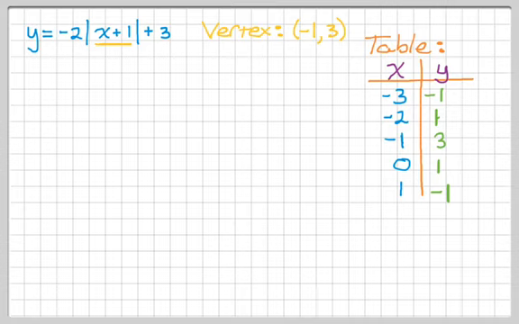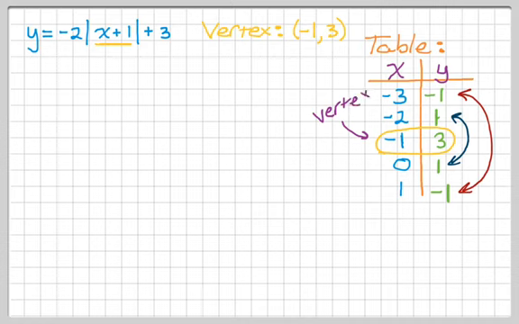So now we're ready to take a look. We got the symmetry again in both cases. That's why I go 2 in either direction, just so I can make sure that the symmetry works out. And there's our vertex, right in the center of our table.